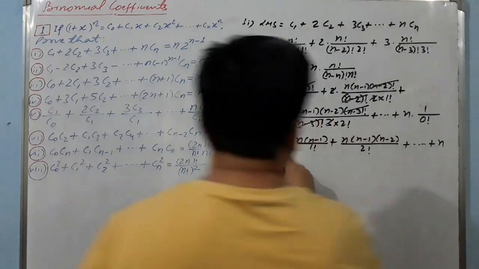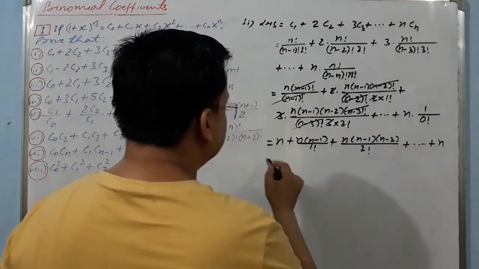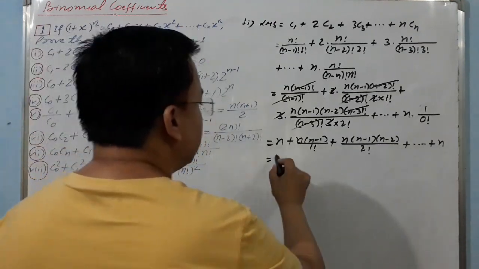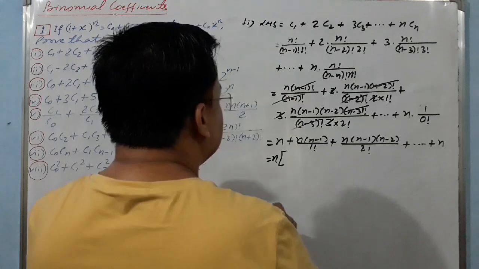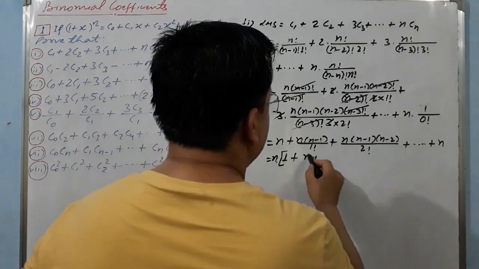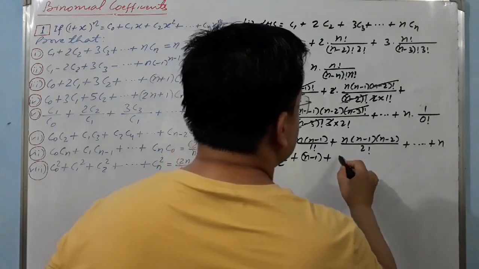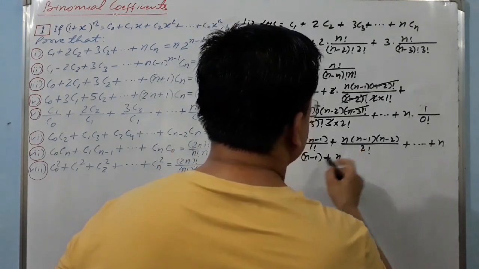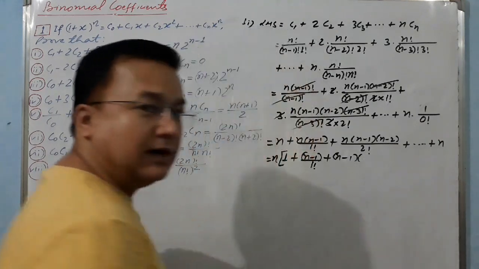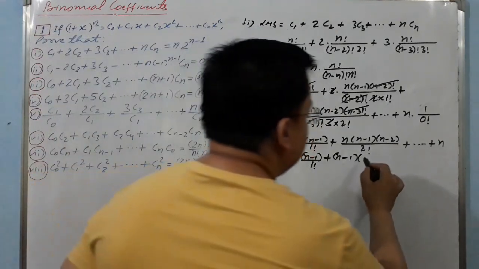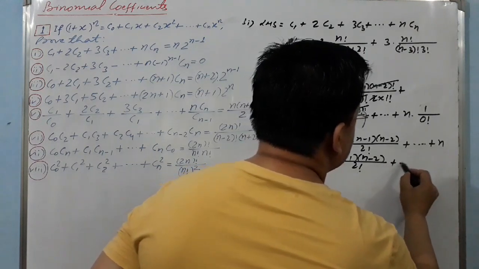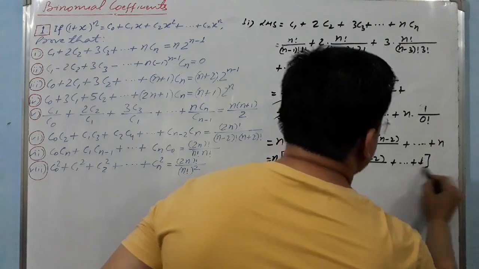Now see, in each term we have n. We can take n common, and inside the bracket you will get 1 plus n minus 1 over 1 factorial, plus n minus 1 times n minus 2 over 2 factorial, plus dot dot plus 1. I think you are understanding.